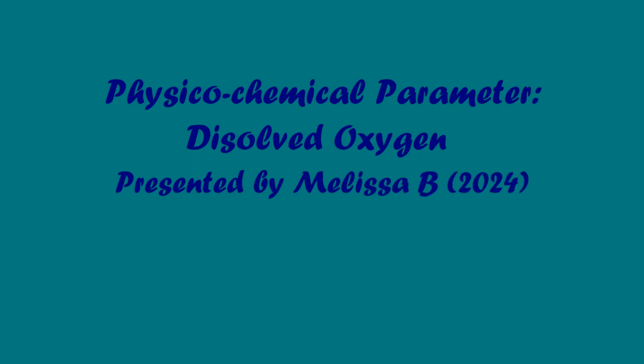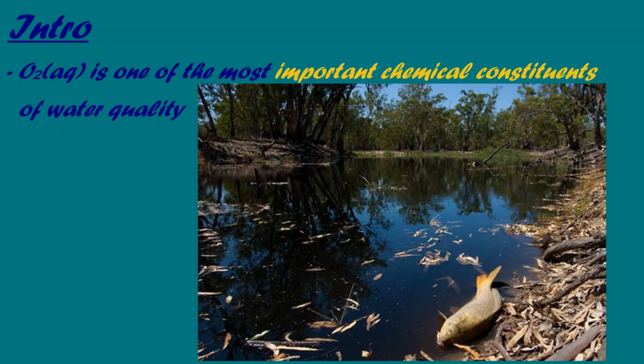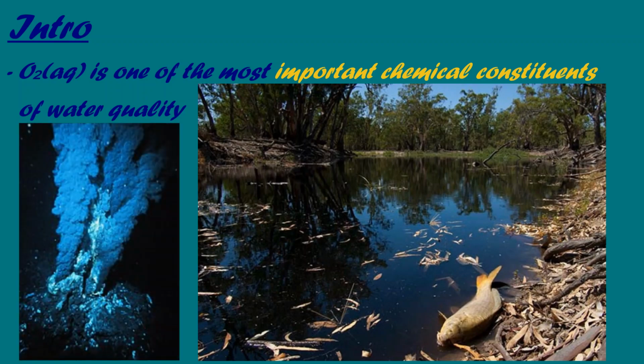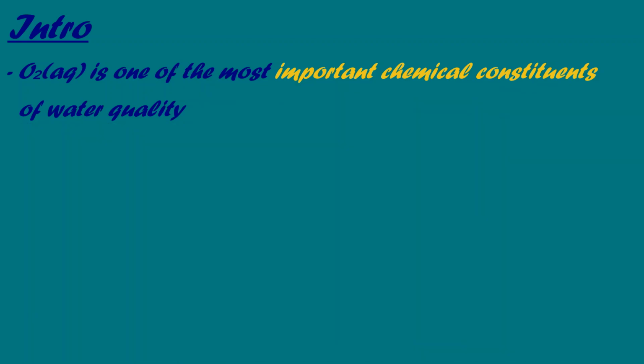This video is a short summary of some of the properties of dissolved oxygen and its relationship with water quality. Dissolved oxygen, O2 aqueous, is one of the most important chemical constituents of water. If there's no oxygen in the water at all, everything dies, except for those hardcore chemoautotrophs living in totally anoxic conditions. If it's so crucial to the survival of life underwater, how does it get there?